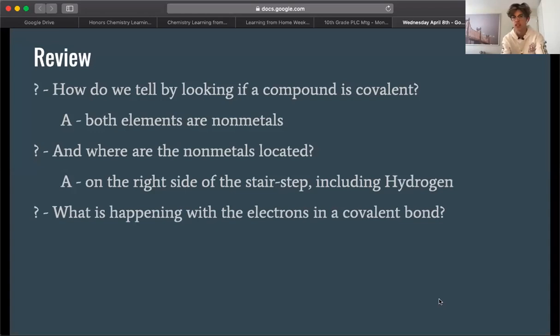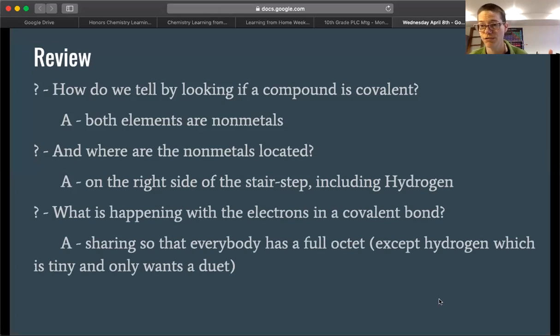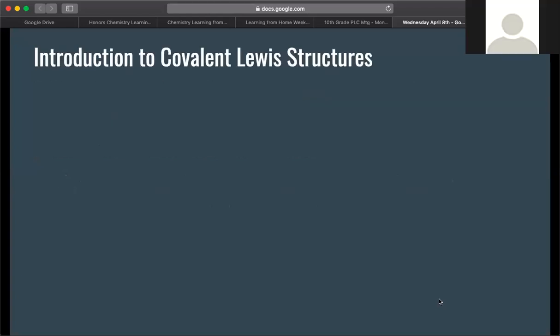Okay, so in a covalent bond, what are the electrons doing? They're being shared, right? Okay, so we are sharing. And the goal of sharing is so that everybody gets a full octet, right? That's the phrase here. A full 8 electrons, with the exception of hydrogen, because hydrogen's itty bitty, and hydrogen only wants a duet. So if octet means 8, duet is how many does hydrogen want? 2. Only 2, right?